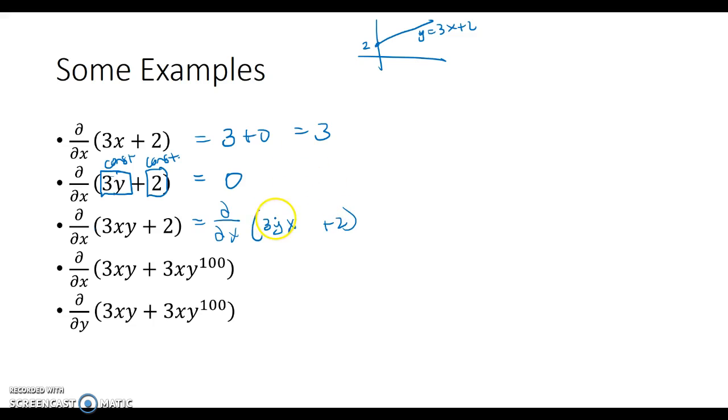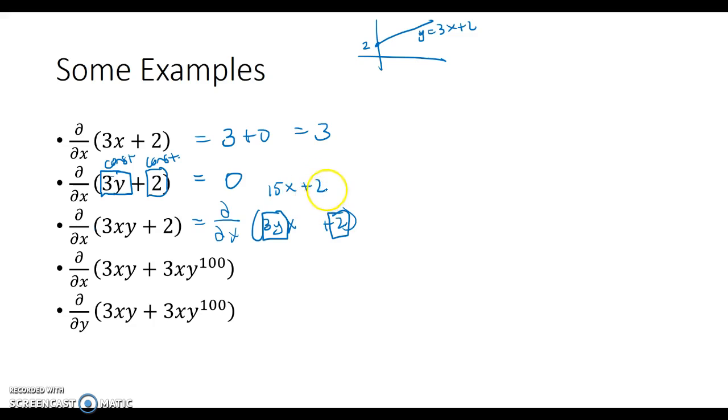Why did I write it that way? Because y is being treated as the constant, x is the variable, 3 times y is just a constant. And again, 2 is just a constant. So I have a number times x plus 2. This might as well be 15x plus 2.